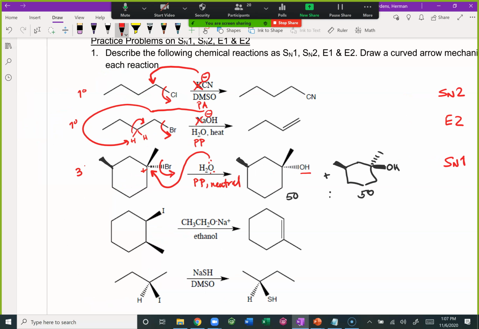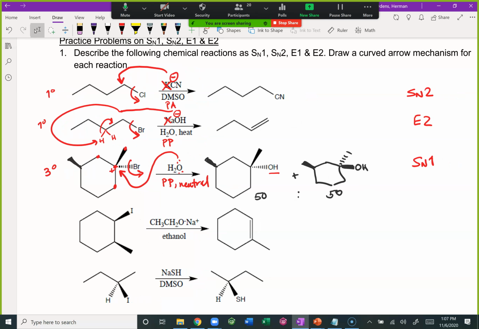So here, actually, I forgot that this was a tertiary alkyl halide because this carbon here has 1, 2, 3 neighbors. So it's tertiary. How about the next example? What is this? Is it a substitution reaction? Yes or no? No. The moment that you see a double bond, that is an elimination. So it's an E reaction. So we cancel SN1 and SN2. And is it E1 or E2? What do you think? And why?